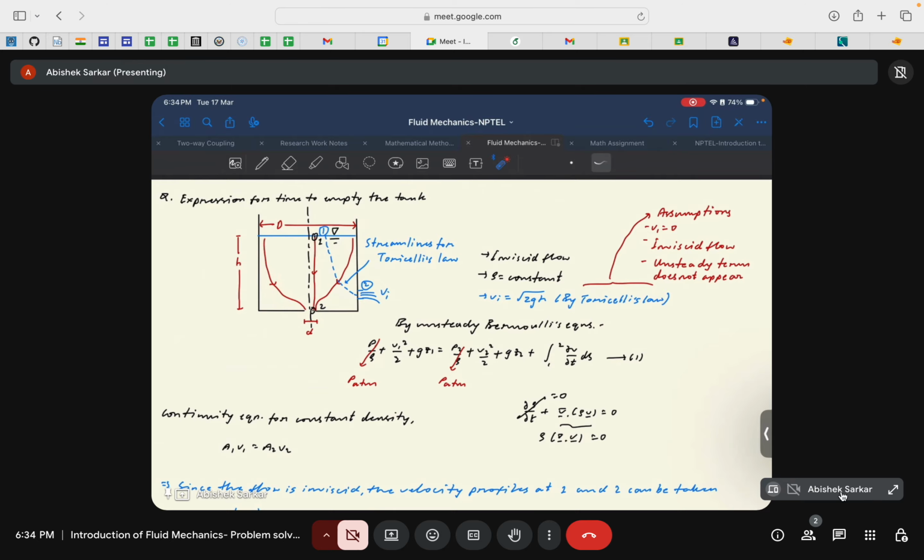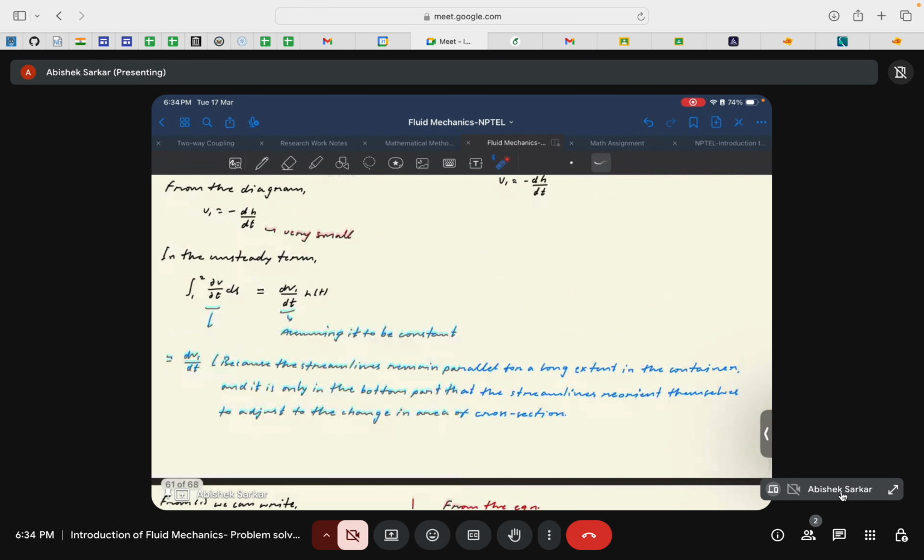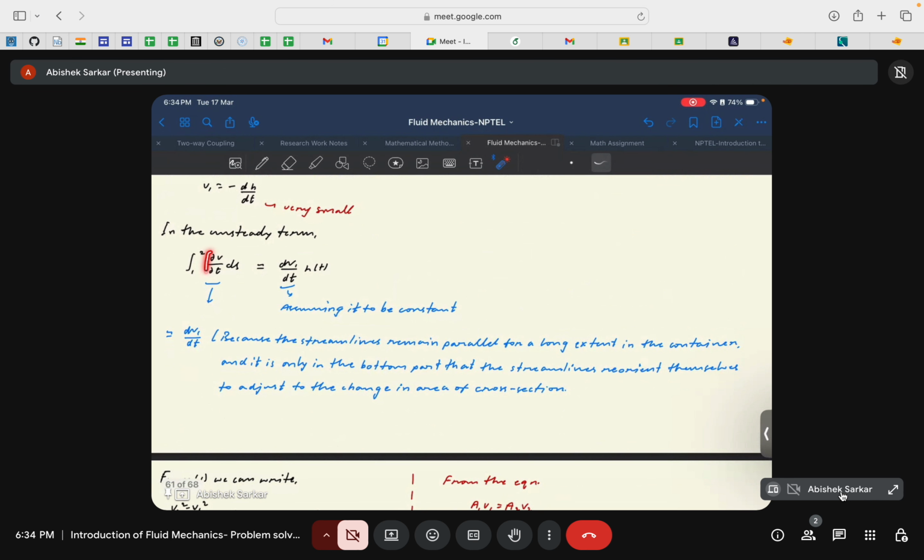Okay, so it will be more or less uniform and then suddenly change to exit through this orifice, or this hole. With that approximation, and since the velocity then remains uniform along the streamline, we can easily take this velocity derivative out of the integration and assume it to be a constant. This is the approximation that we have to consider to simplify this term.